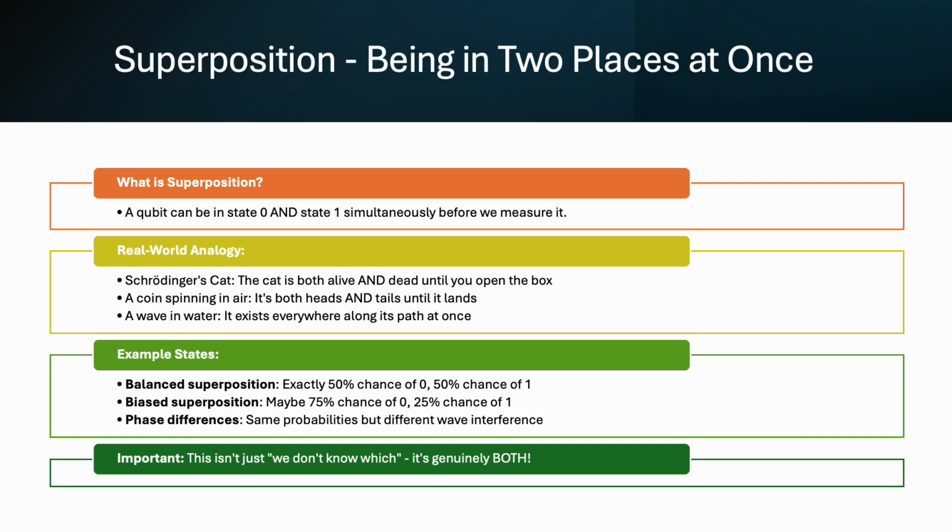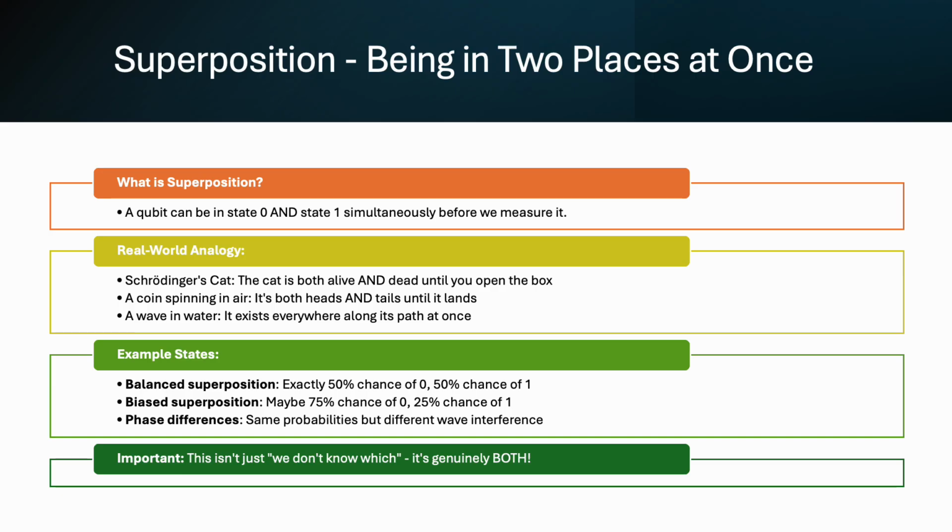Different types of superposition are possible. A balanced superposition means a qubit has exactly a 50% chance of being measured as 0 and 50% chance of being measured as 1. So probability comes into play. But we can also create biased superpositions, like 75% chance of 0 and 25% chance of 1, or any other combination as you want.